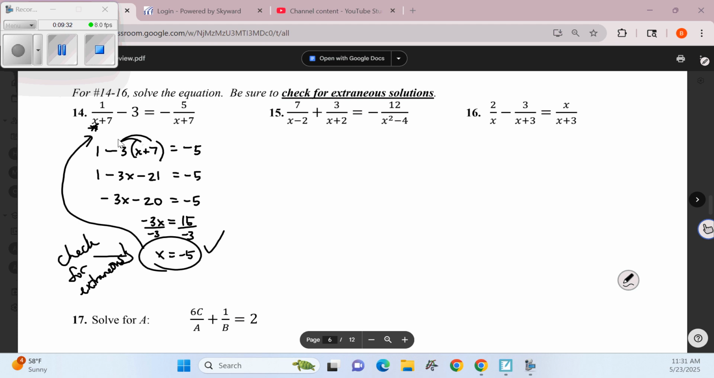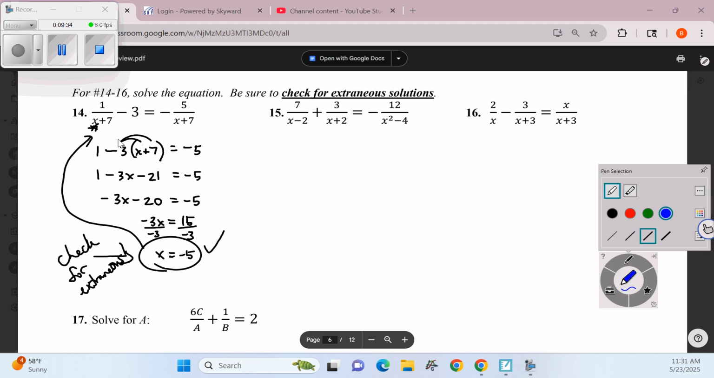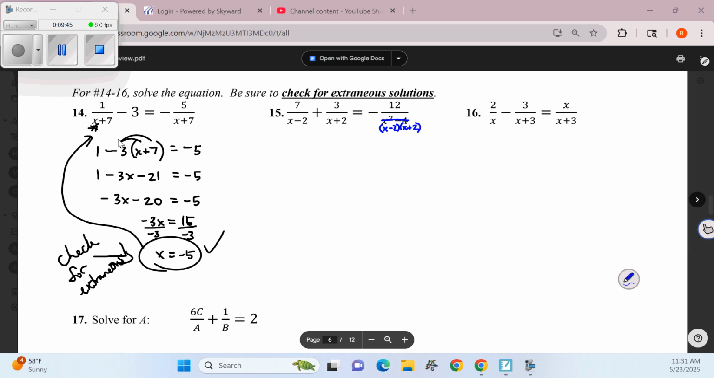In number 15 in the middle, in order to figure out the LCD, hopefully you can see this is a difference of perfect squares, x minus 2, x plus 2. So then the LCD itself is the x minus 2, x plus 2, and here we've got both of them. Right, so we'll multiply the whole equation through by x minus 2 times x plus 2.